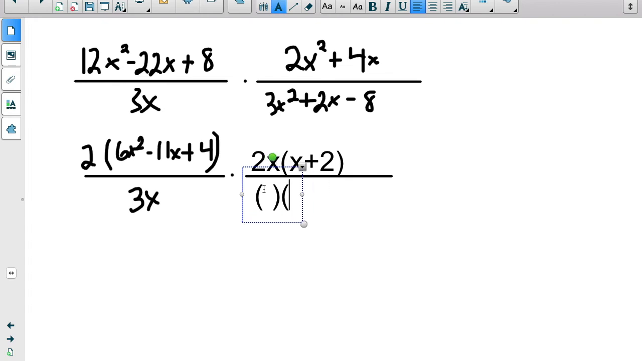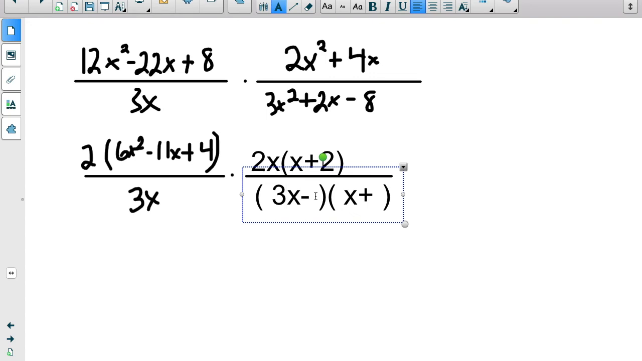Now in the 3x squared plus 2x minus 8, there are no greatest common factors, so we can go on and factor this out. Since the 8 is negative, we're going to have one positive and one negative. And at this point, why don't we flip it? Because we've been having to flip it every single time, so I'm just going to go on and flip it. Now we need to look at the factors of 3x squared. Well, we know the factors of x squared are going to be x and x. And our factors of 3 are going to be 3 and 1.